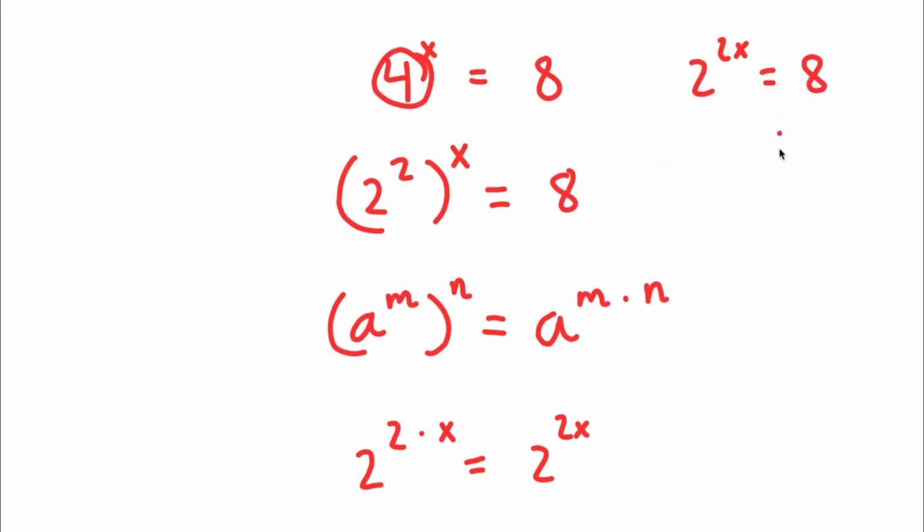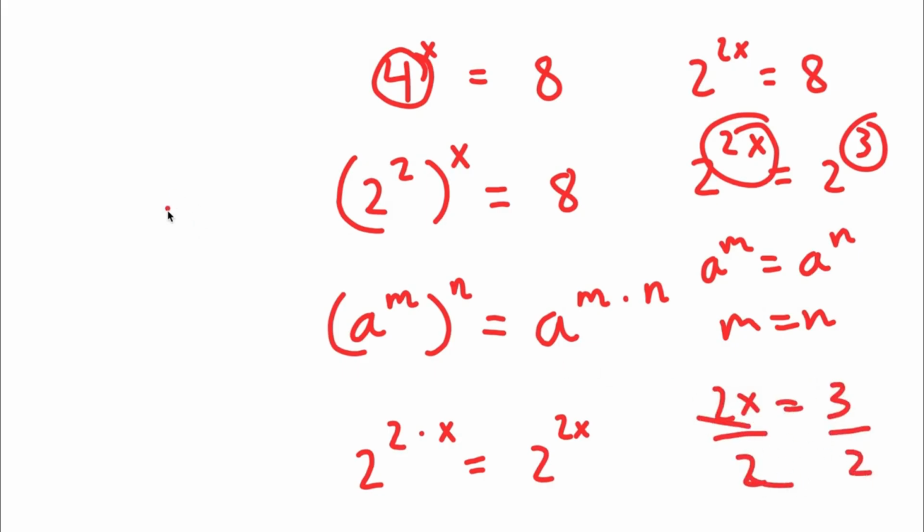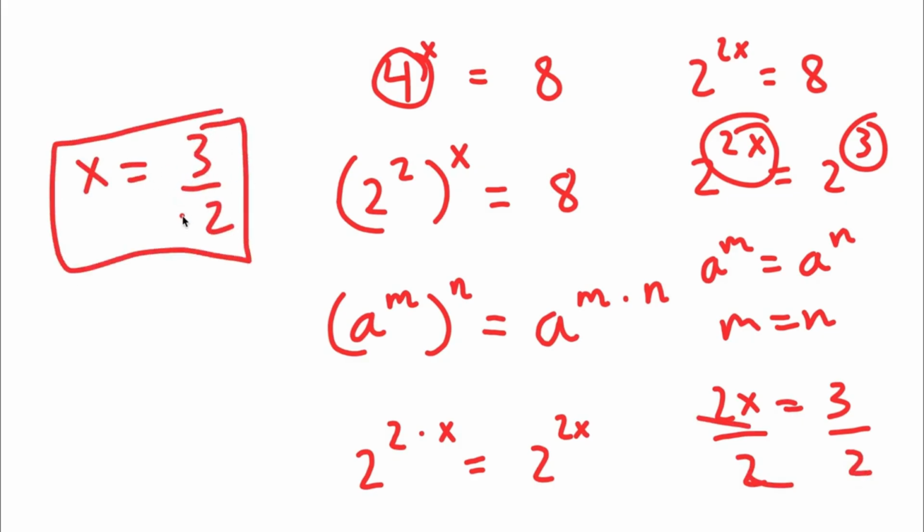Now 8 I can rewrite as 2 to the power of 3. So now I have 2 to the power of 2x is equal to 2 to the power of 3. Now, if you guys already didn't know, if I have something in the form a to the power of m is equal to a to the power of n, this means that m is equal to n. So in this case, 2x is equal to 3. Now to solve this, all I have to do is simply divide both sides by 2. These two cancel out, and I'll be left with x is equal to 3 over 2. So this is one method of solving this problem.